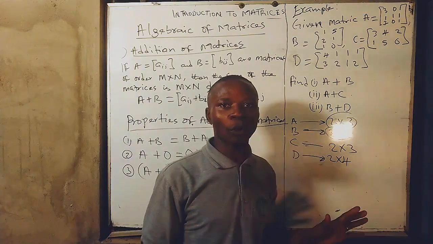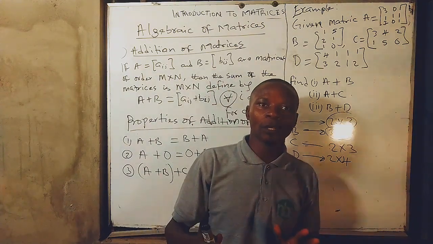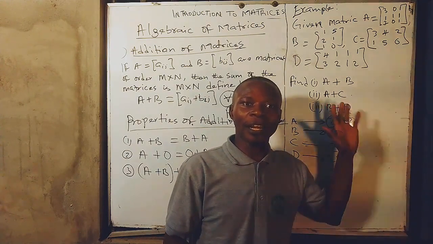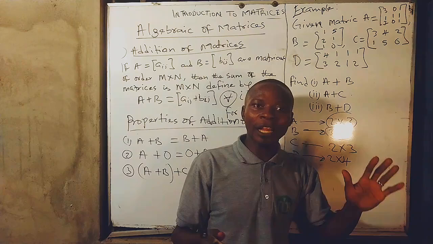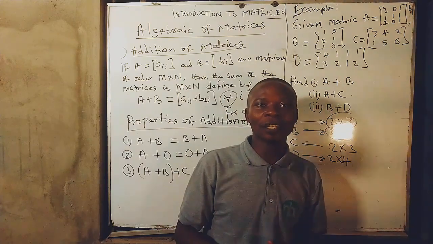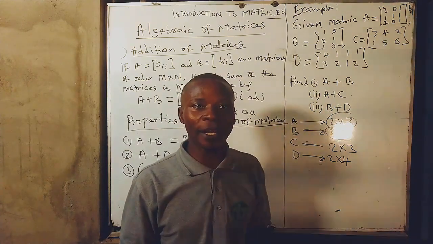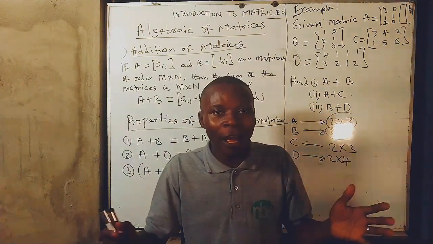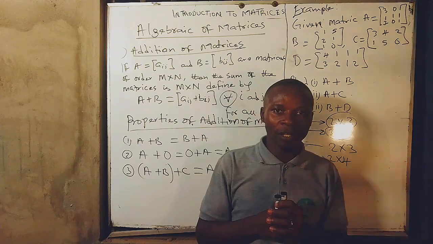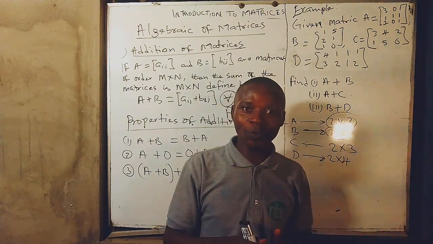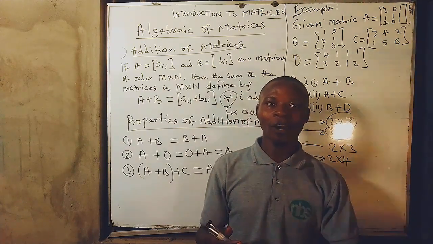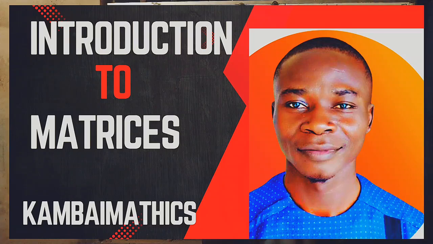I give this example because of experience, where you test students in a class on this kind of question. At the end of it, they will end up adding it just the way it is. But it doesn't work like that. It works based on the order of the matrix. I believe with this, you understand what the order of a matrix is.